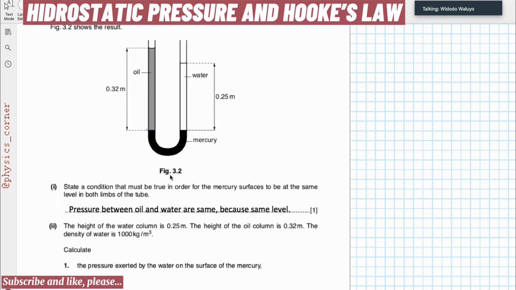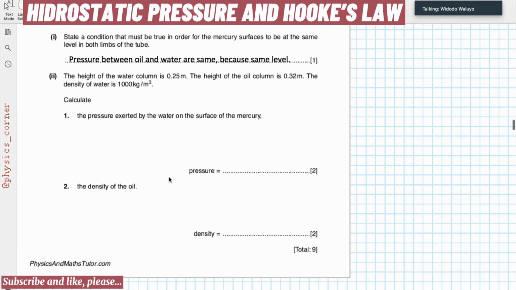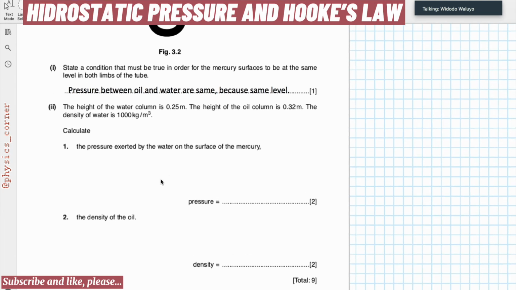Okay, now and then question I move down, ya. I move down to see the question. Okay, the height of a water column is 0.25 meter. The height of oil column is 0.32 meter. The density of water is 1000 kilogram per meter cubic. Calculate, we have two questions here. The first one, question one, is the pressure exerted by the water.